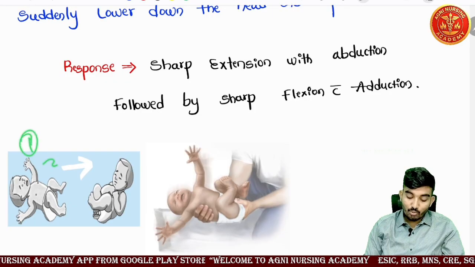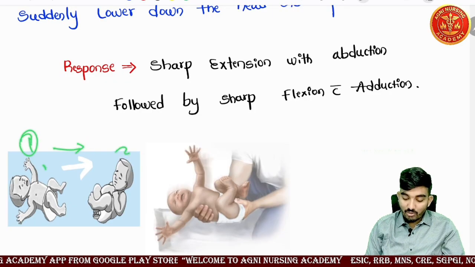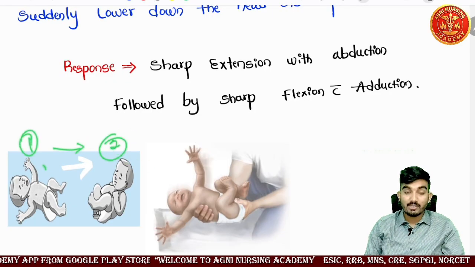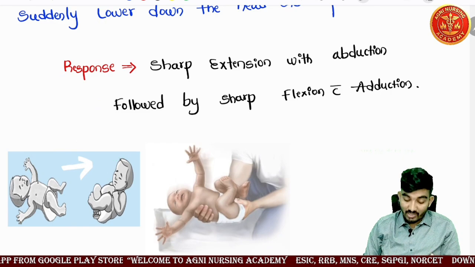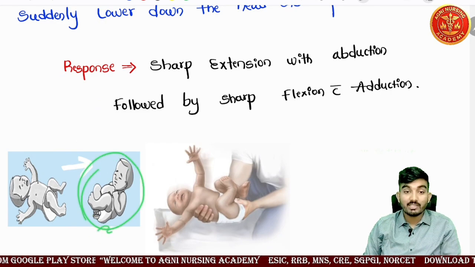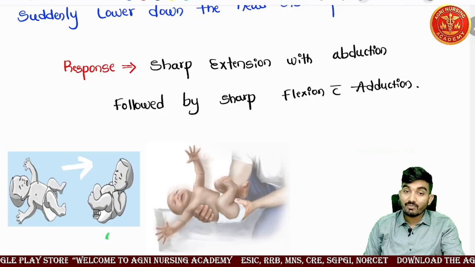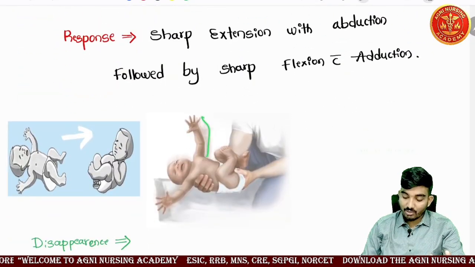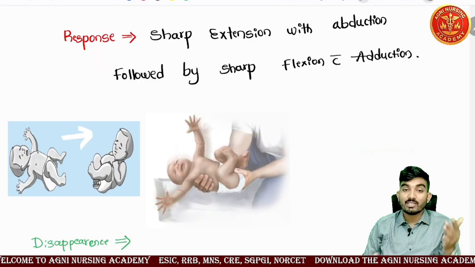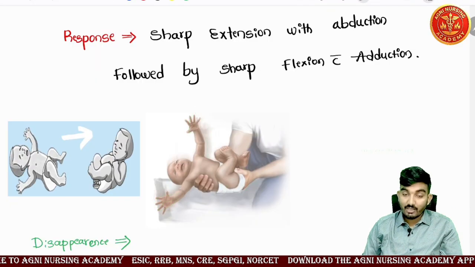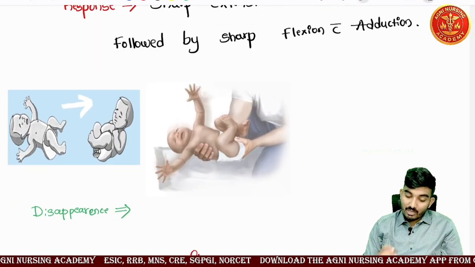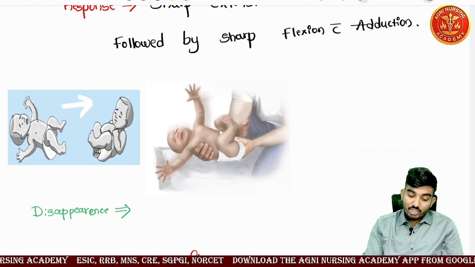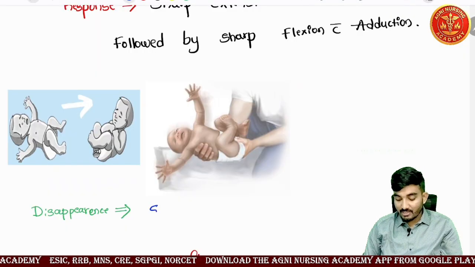This first movement occurs, followed by that one, and only then the second movement occurs. The child will flex with adduction of all extremities. This is called the Moro reflex. See here how the movements occur: the child is held in a sitting position and the head is lowered down. This is the Moro reflex, and the age of disappearance of the Moro reflex is 5 to 6 months of age.